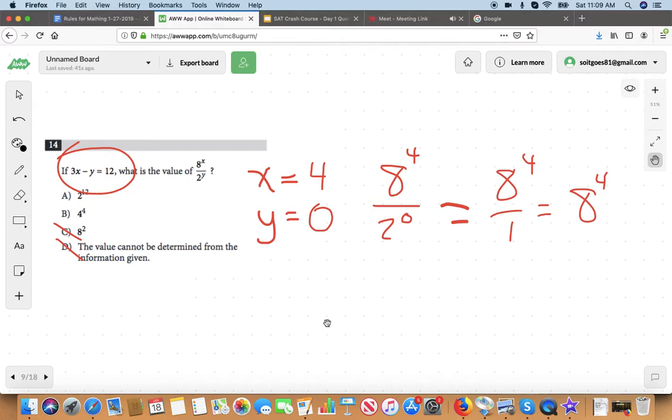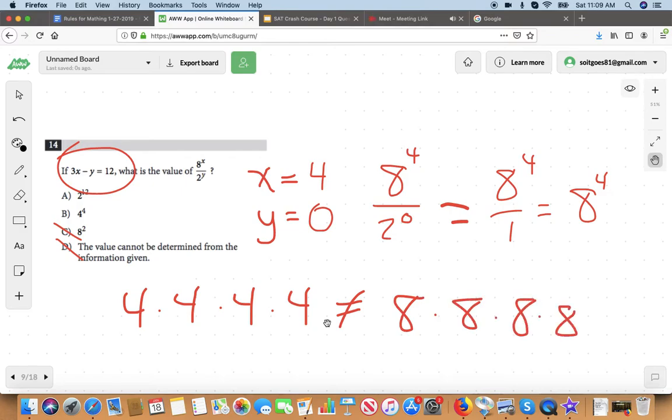But look at answer choice B: 4 times 4 times 4 times 4 is not going to equal 8 times 8 times 8 times 8. It's just not going to happen. 4 multiplied by itself 4 times cannot possibly equal 8 multiplied by itself 4 times. A million multiplied by itself 4 times is not going to equal 4. They're different numbers being multiplied the same number of times. Does that make sense?